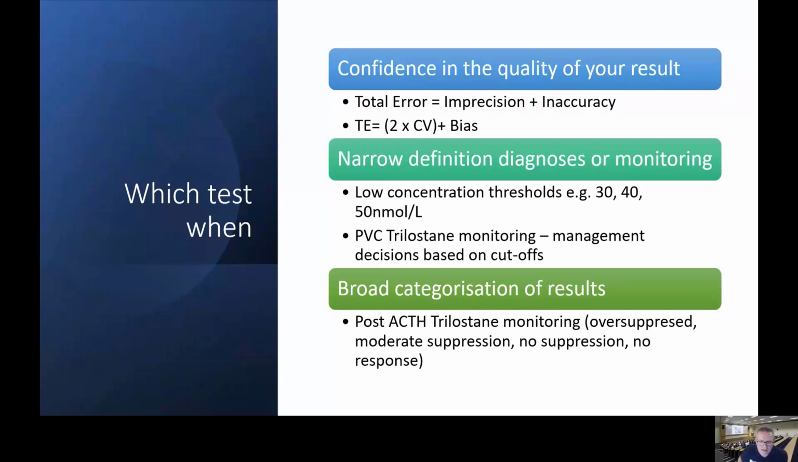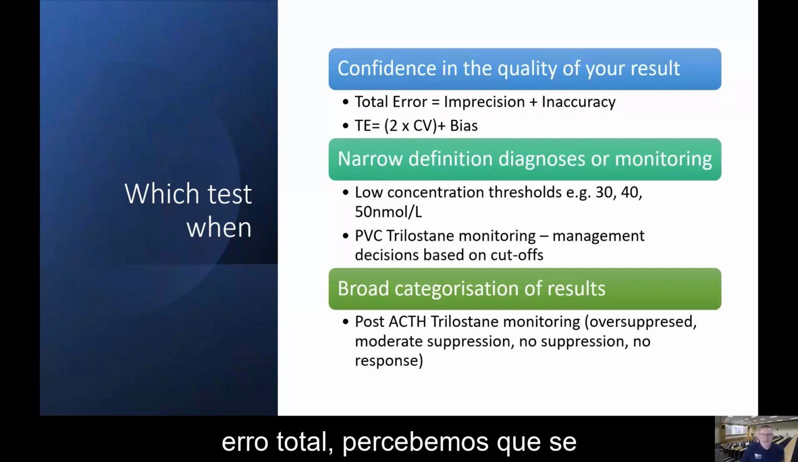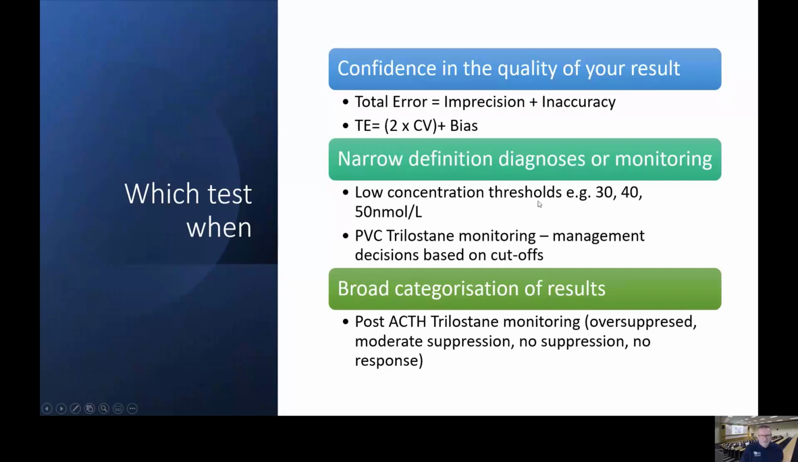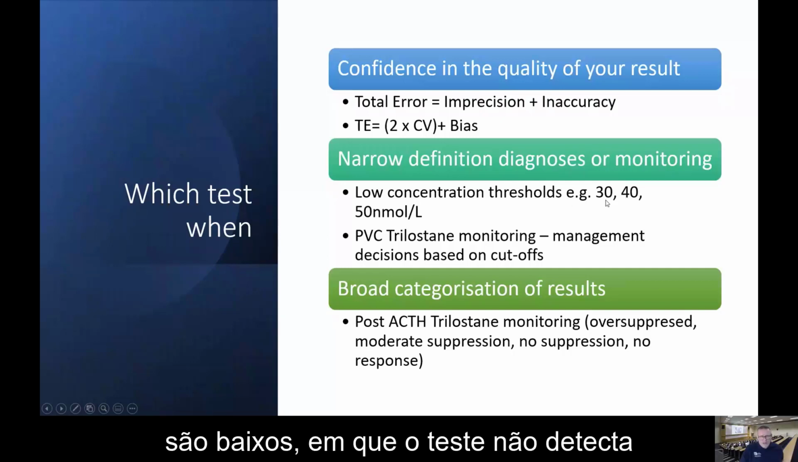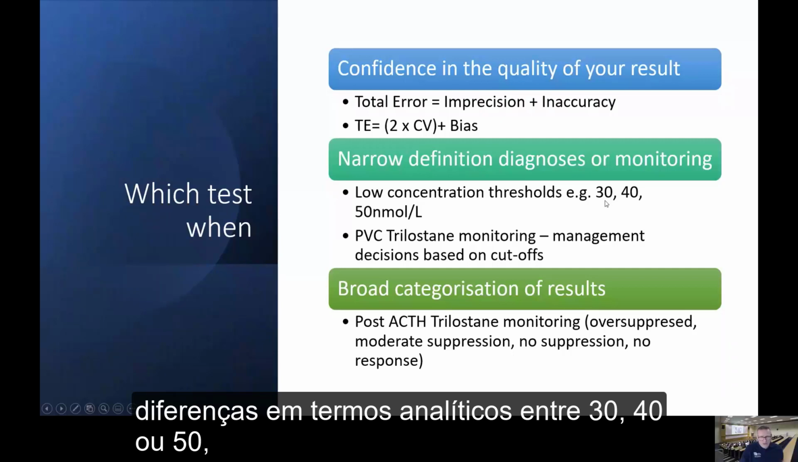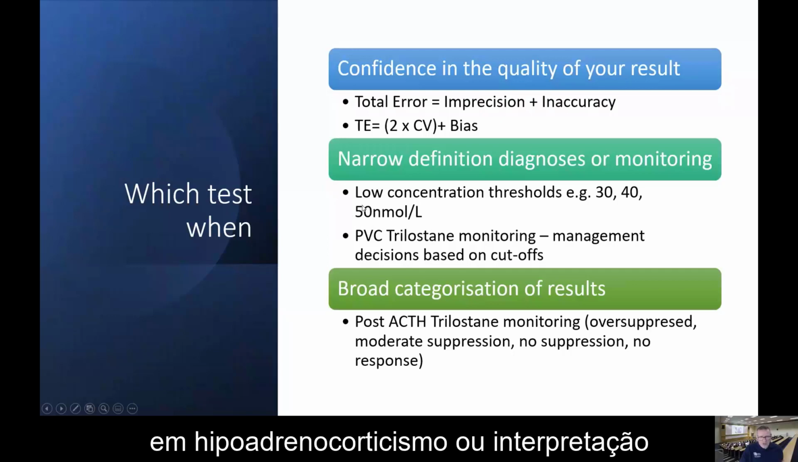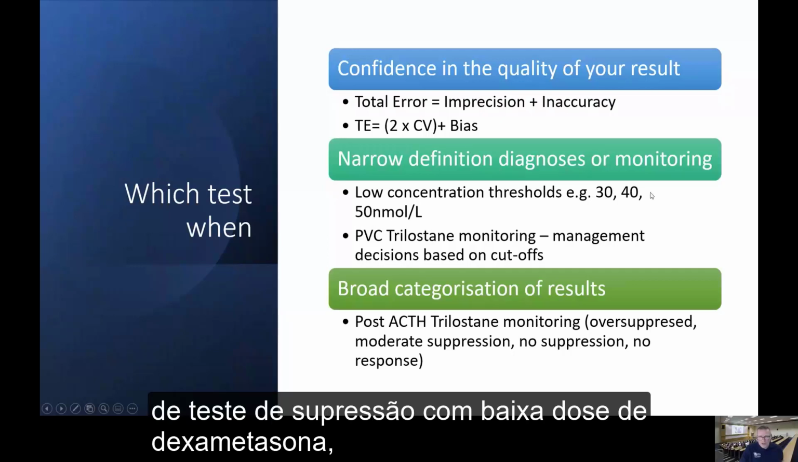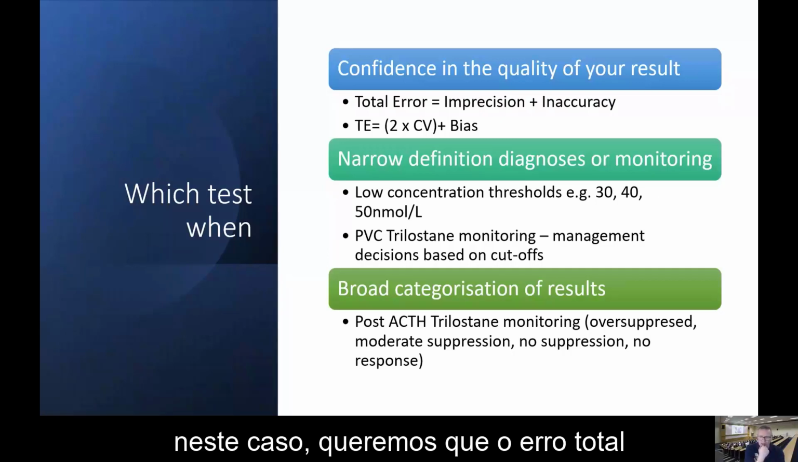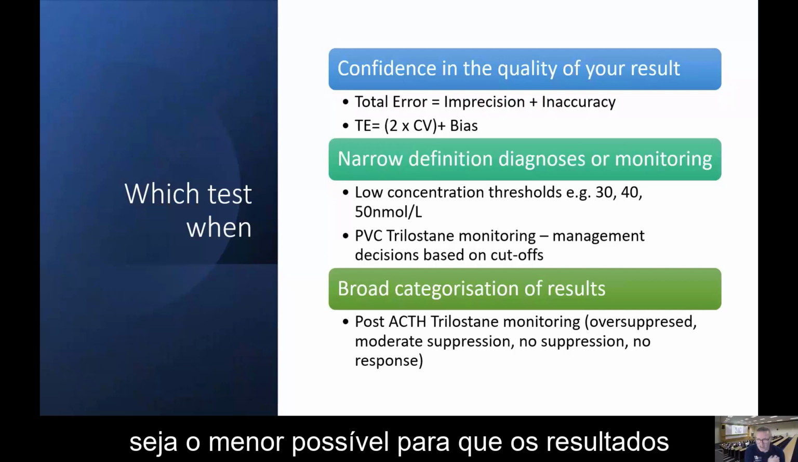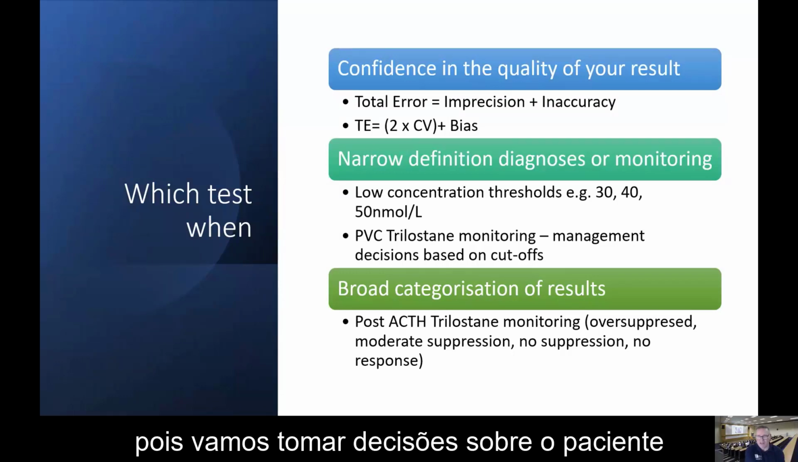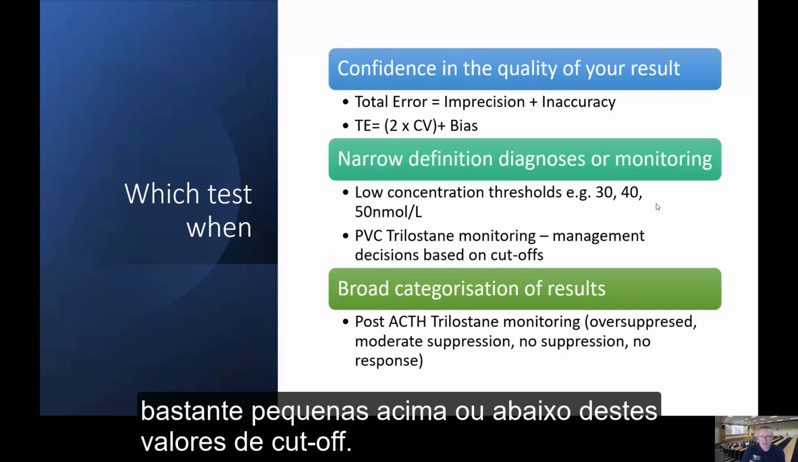And then once we've got that concept of total error, we can recognize that actually, if we've got low concentration thresholds where there's not that much difference analytically between a 30 or a 40 or a 50, so things like basal cortisol for hypoadrenocorticism or our low-dose dexamethasone suppression test interpretation values, then we probably want that to have as low total error as possible. We want those results not to have very much error in them because we're going to be making decisions about that patient based on quite small differences above and below these cutoff values.